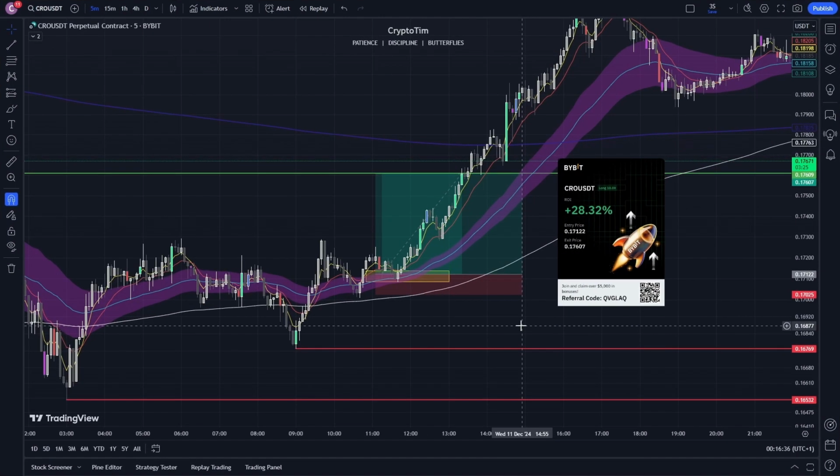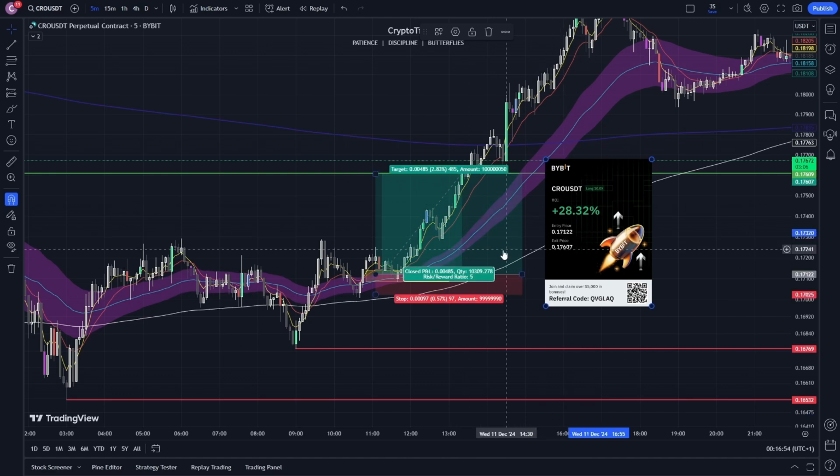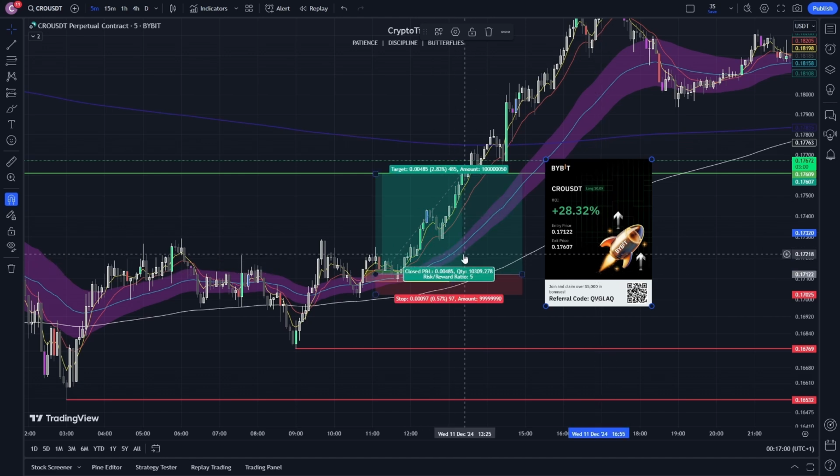Alright, so now what can we tell about this trade in hindsight? So first of all, the screenshot of the trade. We have our entry at 0.1722, exit price at 0.17607. So this is a total of 28% ROI, but that doesn't matter. Most important thing is this is a 5R trade.